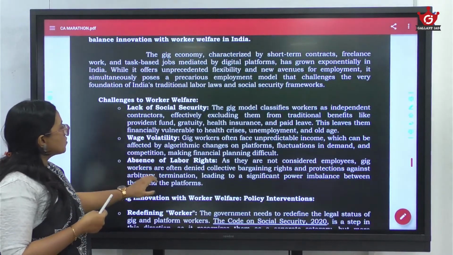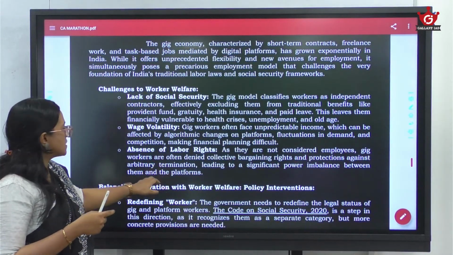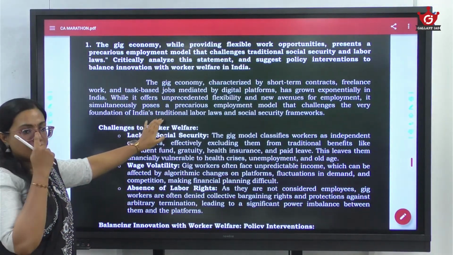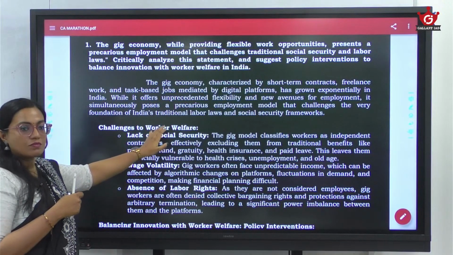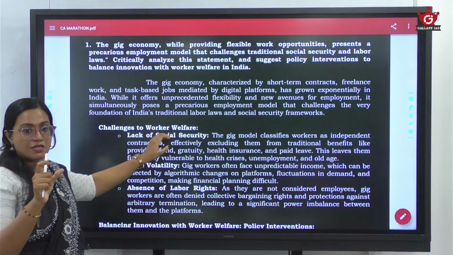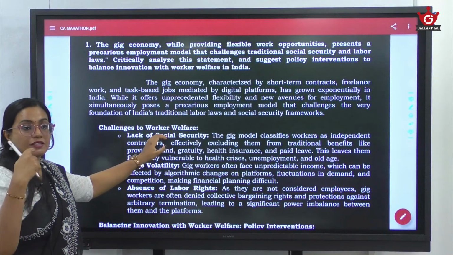What are the challenges to worker welfare? One is lack of social security. So in this question also you should introduce with what is the gig economy, because it's a term. Whenever there is a term in the question, start your introduction by defining the term.